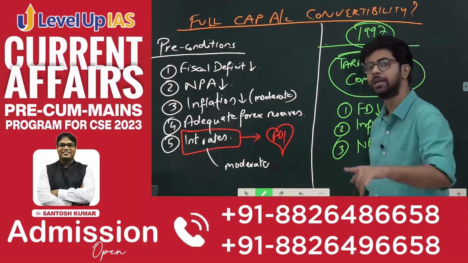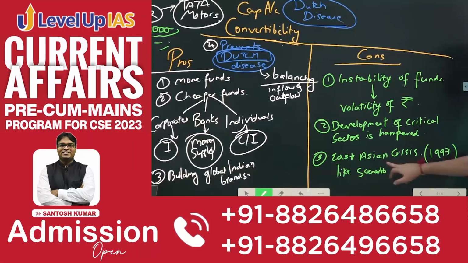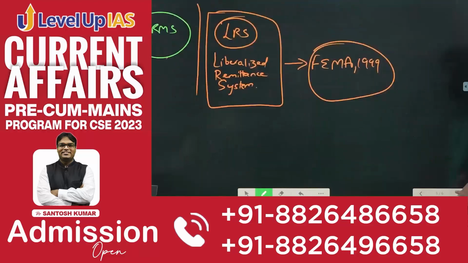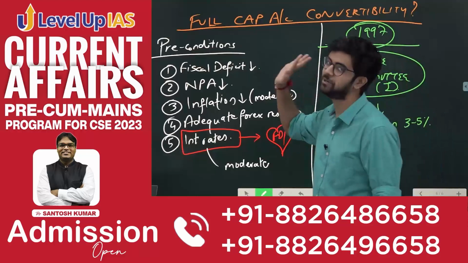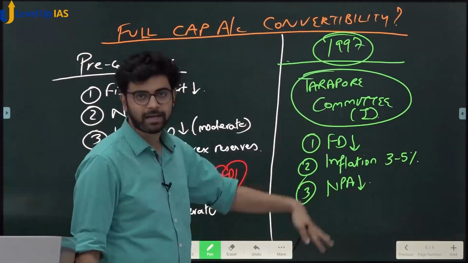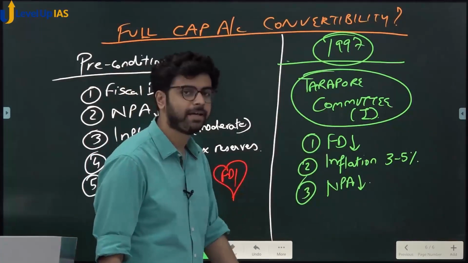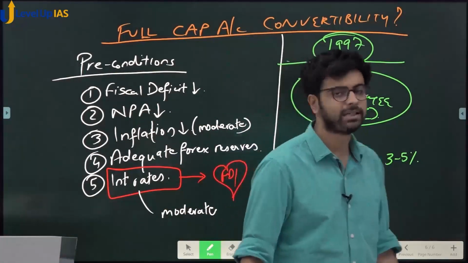Then I told you something happened in 1997. I hope you are able to recollect. Something happened in 1997. East Asian crisis happened, and we were scared. We said कि नहीं capital account convertibility तो we don't want. मतलब ठीक है, we said we committee बिठाई थी. We told them कि give recommendations. FD should reduce, inflation 3 to 5%. NPA should reduce, etc. Very good.